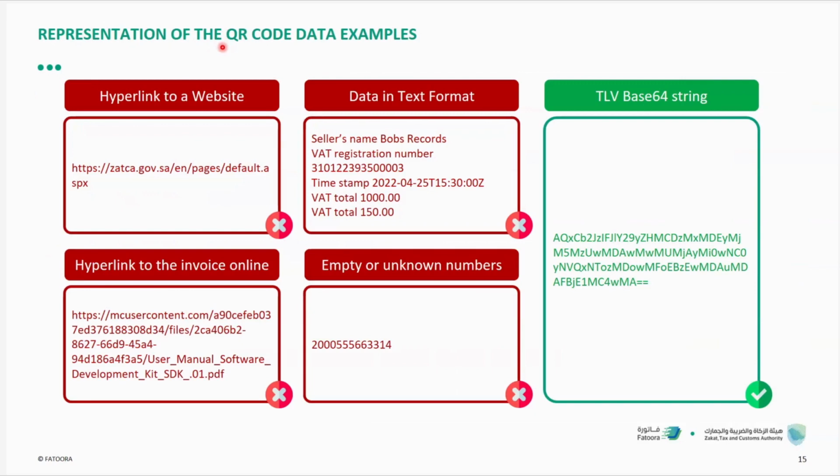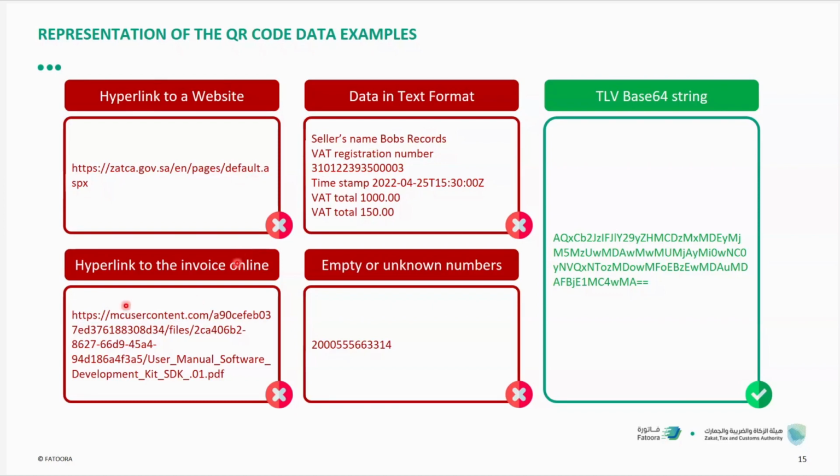Moving forward, these are some of the examples that we found in the market of how they are doing the QR code. All the red ones are invalid ways of doing it. The green one is the valid way to do it. For example, we noticed that some taxpayers are presenting a QR code which has a hyperlink to a website. This is the incorrect way of doing it. Another one is generating the actual text representation of the invoice. Again, this is not the way to do it. You have to convert it into TLV and then encode it into hexadecimal and then base64. So these are all wrong examples of doing the QR code.